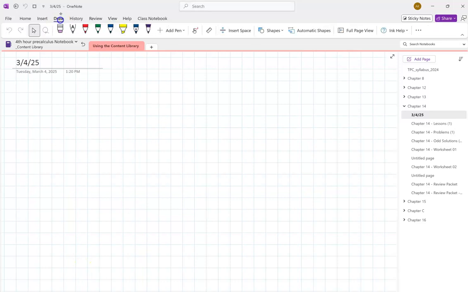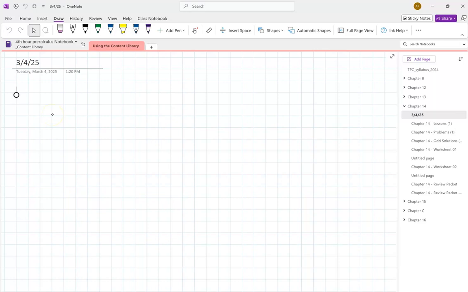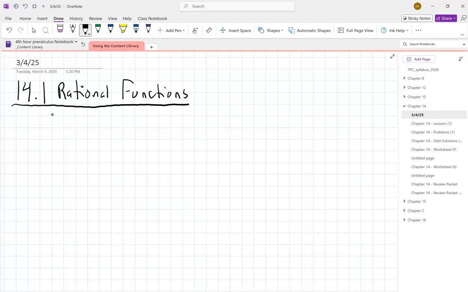Today we're going to be starting chapter 14. And in chapter 14, we're going to be talking about rational functions.